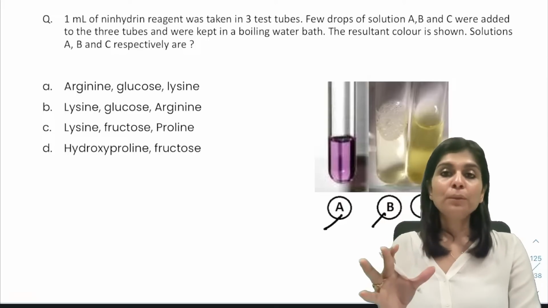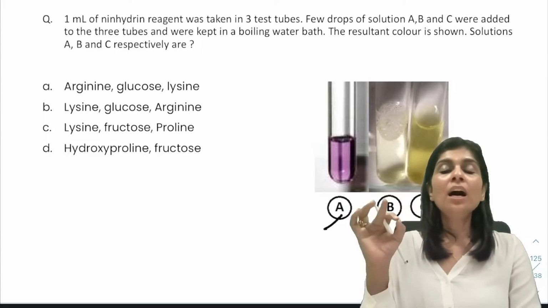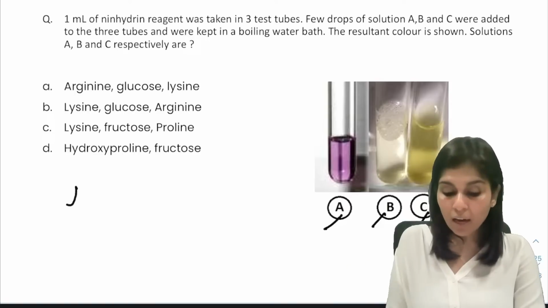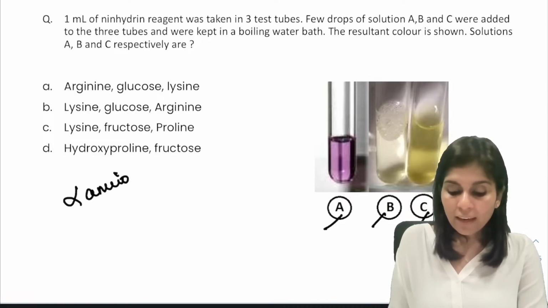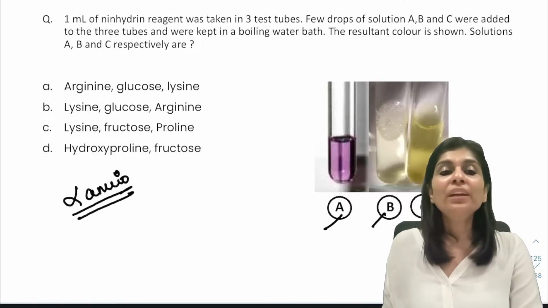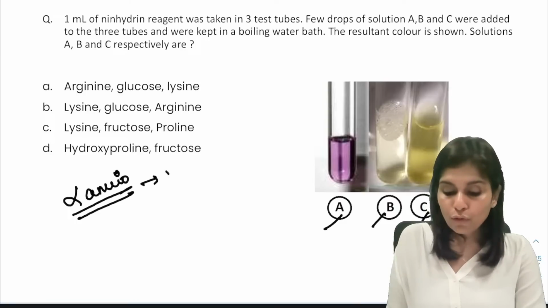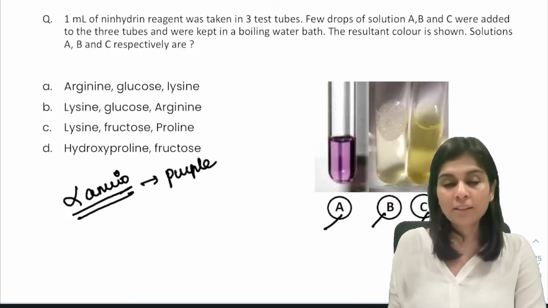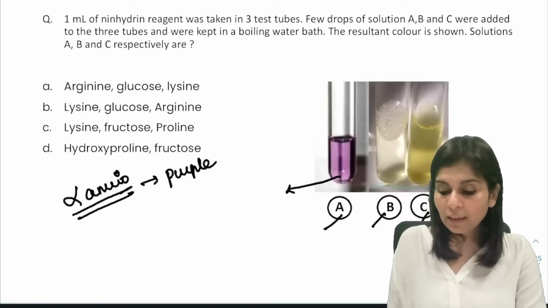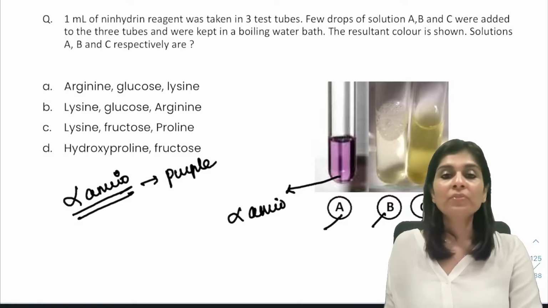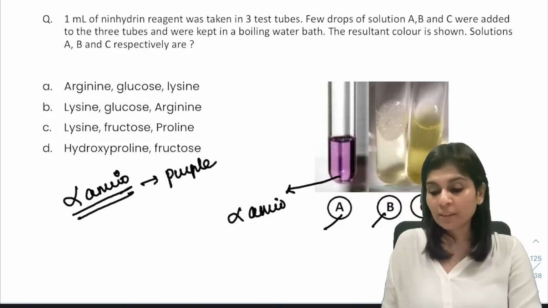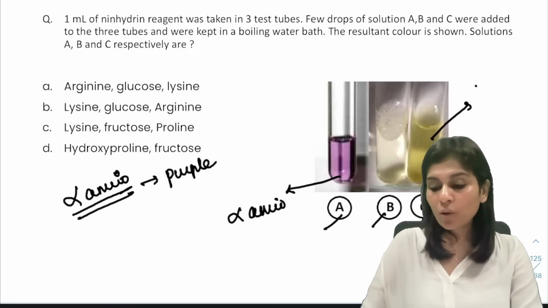All that you will have to remember is ninhydrin reacts with amino acids with alpha amino groups. Ninhydrin will react with amino acids with a free alpha amino group to form a purple colored complex. So if you see a purple colored complex, it means there is an amino acid with an alpha amino group. Whereas the same ninhydrin reagent will react with imino acids to give a yellow colored complex. So if you see a yellow colored complex, it means there is an imino acid.